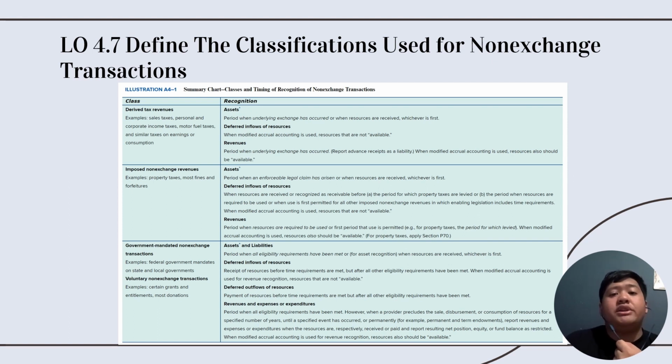And while I've only mentioned one recognition for each classification, there are other ways for them to be recognized, and these other ways would be shown in illustration A4.1, which is provided here.